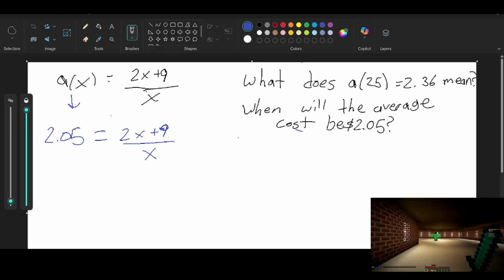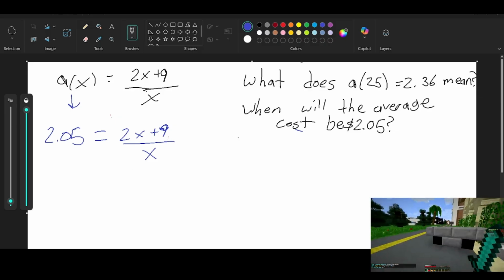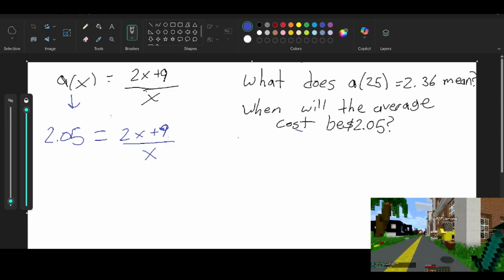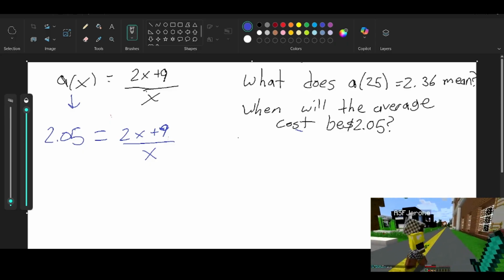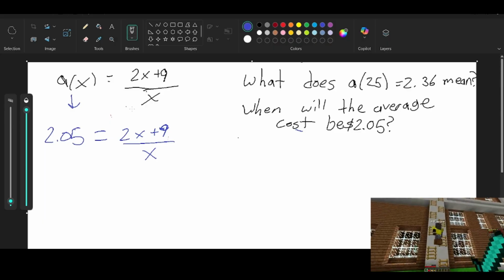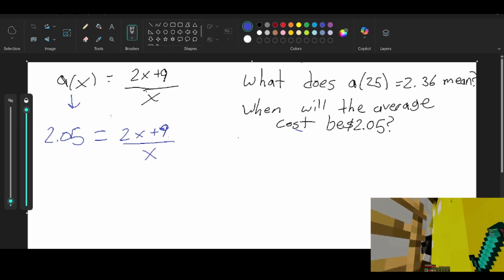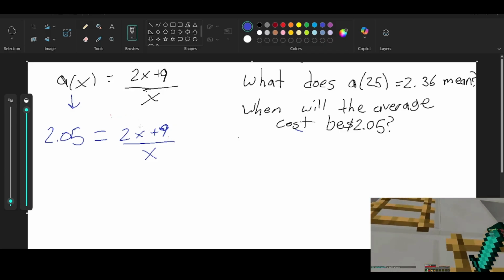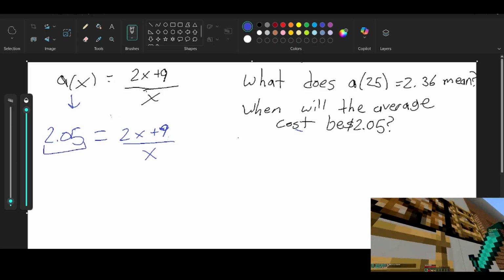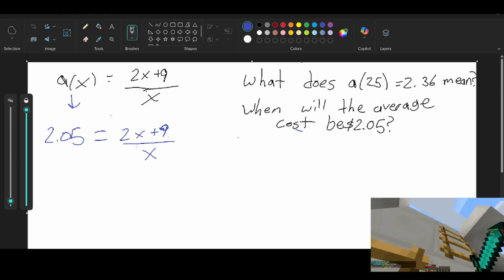So when it gives you your average cost, like it does here, we're looking for x. If it was saying, what is the average cost when I buy 55 fidget spinners, that's where I plug in, right? You have to understand when am I doing what. So when it's asking when will the average cost be $2.05, it's asking how many fidget spinners do I have to produce for the average cost per spinner to be this $2.05. So in this case, I have to solve for x, right?